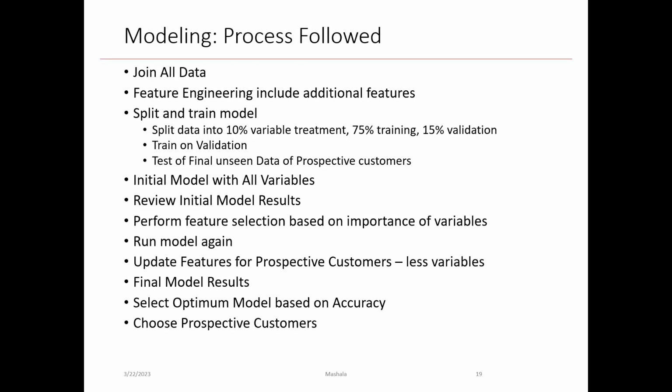In terms of the process flow, I joined the data, I did feature engineering, and then I split and trained the model. I did initial modeling with all the variables, and then I reviewed the initial results, and then I selected only the important variables and ran the model again. At the end, I updated with the features that were only applicable as per the prospect customer's information. I developed the final model, and then I selected the optimum one based on the accuracy.